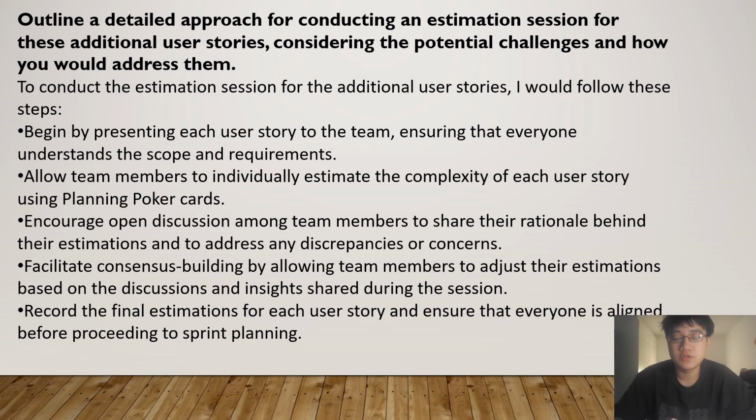Allow the members to make individual estimations of the complexity of every user story using planning poker cards, and encourage open discussions among team members to share the reasons behind their estimations and to address any disagreements or concerns. Allow flexible consensus building by letting members adjust the estimation based on the discussion and insights shared during the session. Record the final estimation for each user story and ensure that everyone is in agreement before proceeding to sprint planning.